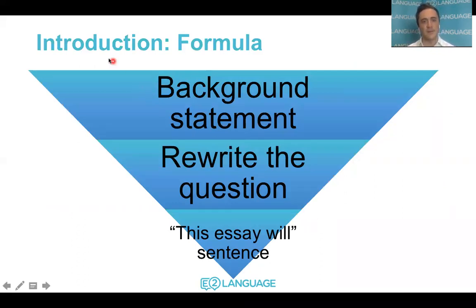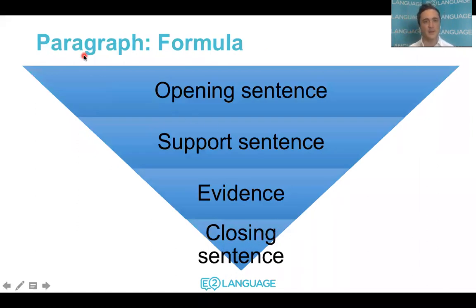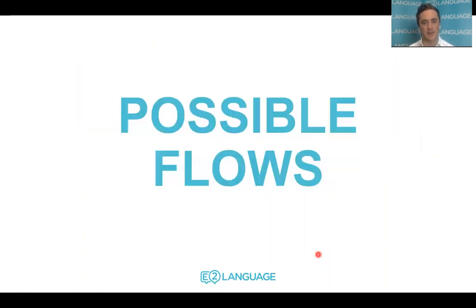So remember the introduction formula is 3 sentences. A background statement, very broad, about vegetarianism. Then you rewrite the question in your own words. Then you say, this essay will. This is the critical sentence because it gives direction to your essay. Then your paragraph should follow this formula: an opening sentence, support sentence, evidence, and a closing sentence, right? That's the structure for your paragraph.